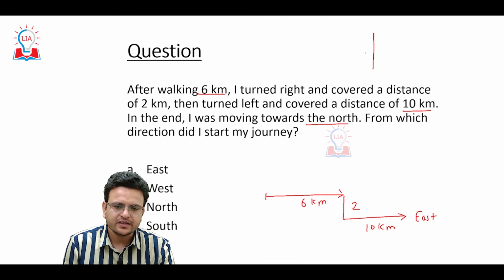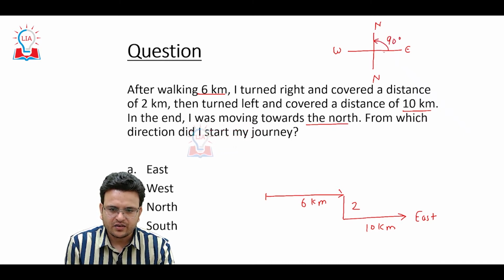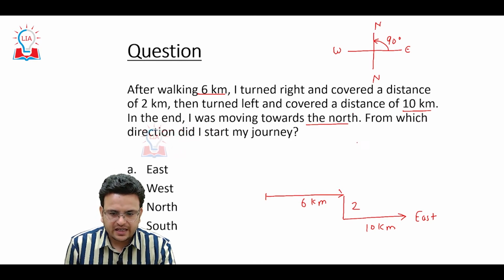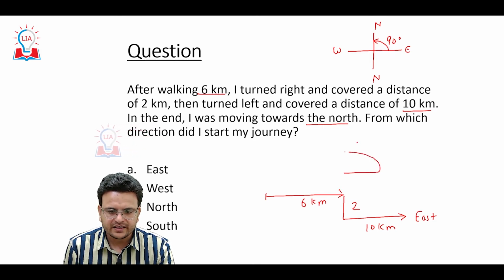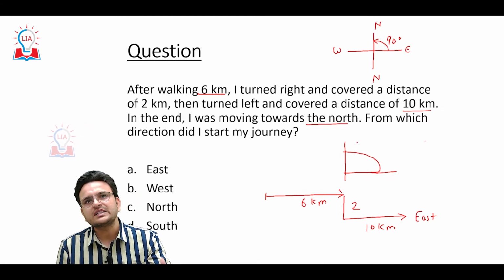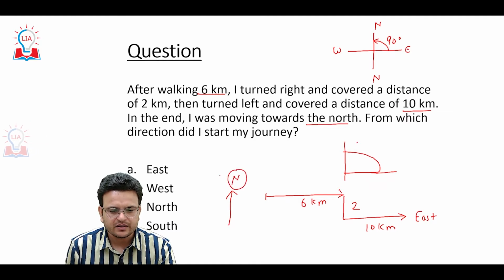So we know that this is north, this is east, this is west, and this is south. So how much angle we have to move? 90 degree. Now because I am going toward north, this entire diagram we have to move toward 90 degree. If we move this diagram toward 90 degree, automatically in which direction I am going? I am going toward north.